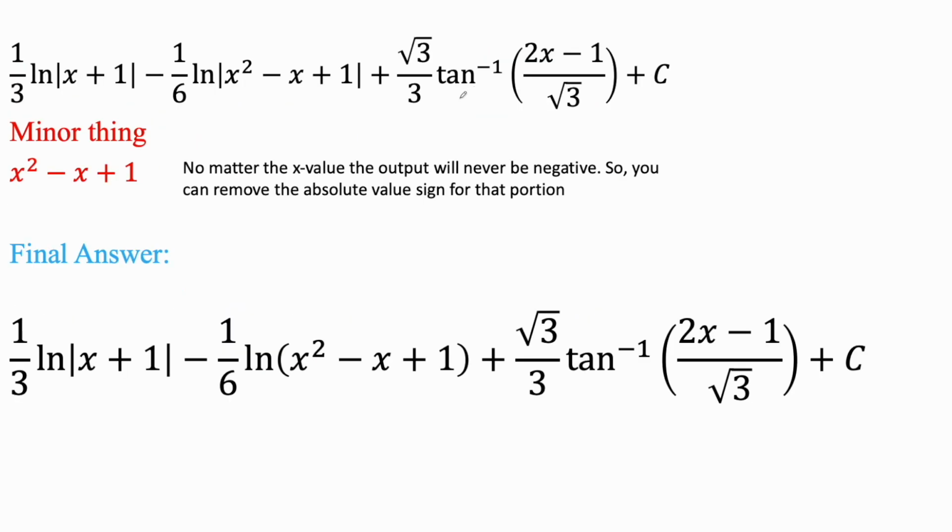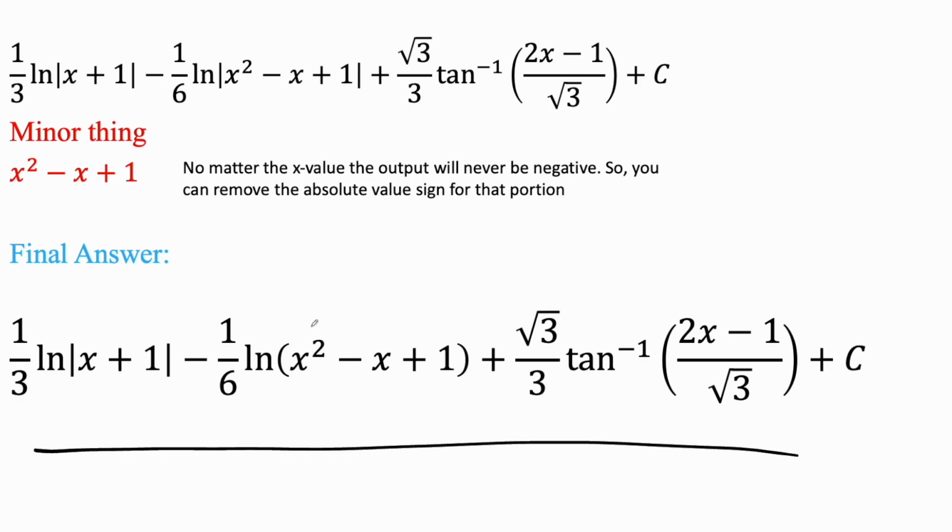And as a super minor thing, x squared minus x plus 1, if you were to graph it, no matter the x value, the output will never be negative. And so because of that, if you want to get rid of the absolute value symbol right here, you can. And so finally, this right here is your final answer. So this was definitely a very involved problem. And if you want more practice, check out the description box for more videos.